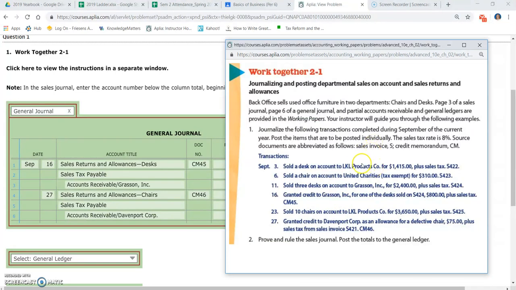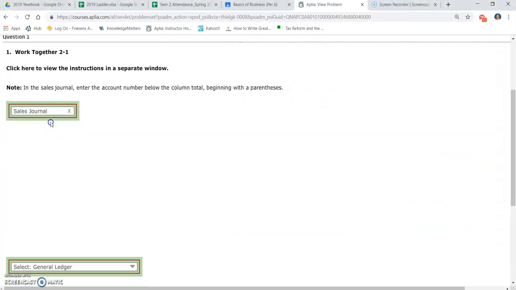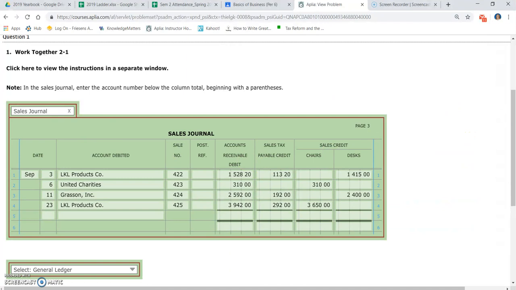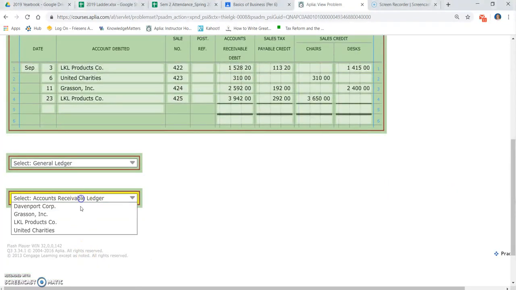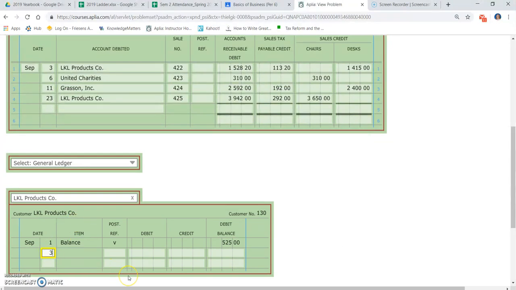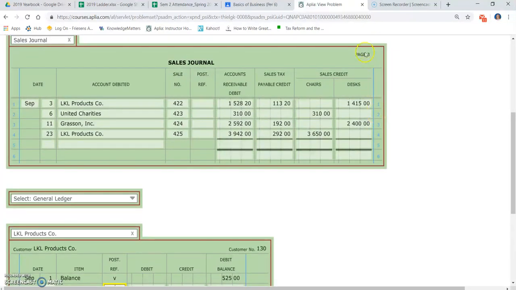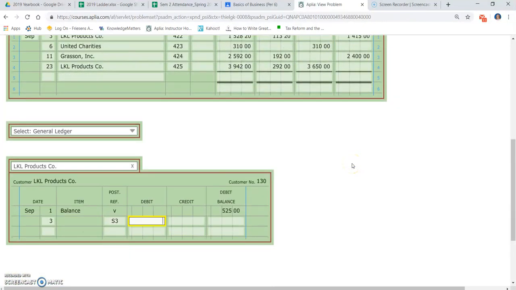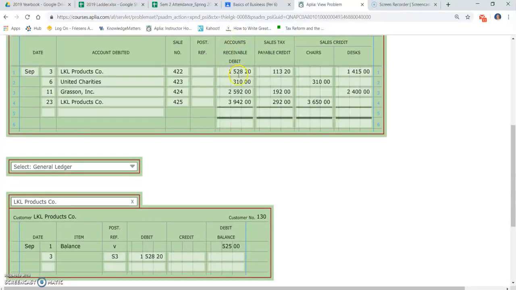It says that we need to post the items that need to be posted individually. So we're going to start back in our sales journal here, and we'll start posting to our different accounts receivables. Our first one is going to be for LKL Products. So we open our accounts receivable ledger for LKL, and we put the third. This is coming from our sales journal, so it's sales page 3, so S3, and it is a debit for $1528.20. That's just the total amount that LKL Products owes us for that transaction. When we add that to our old debit balance, we get a total of $2,053.20. And then we go right back up here and put 130 in our post reference column.